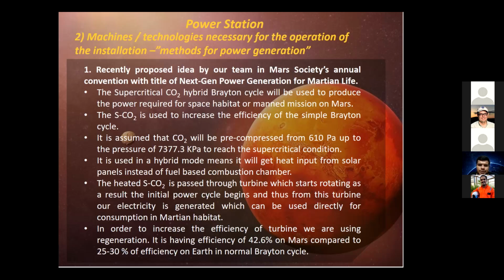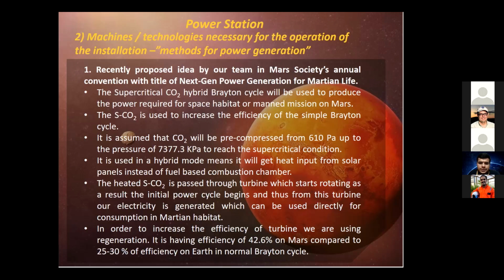The heated SCO2 is passed through a turbine, which starts rotating. As a result, the power cycle begins, and thus from this turbine our electricity is generated, which can be used directly for consumption in a Martian habitat. In order to increase the efficiency of the turbine, we are using the regeneration cycle here. We are not using the simple, normal Brayton cycle. We will be using the regeneration cycle here.